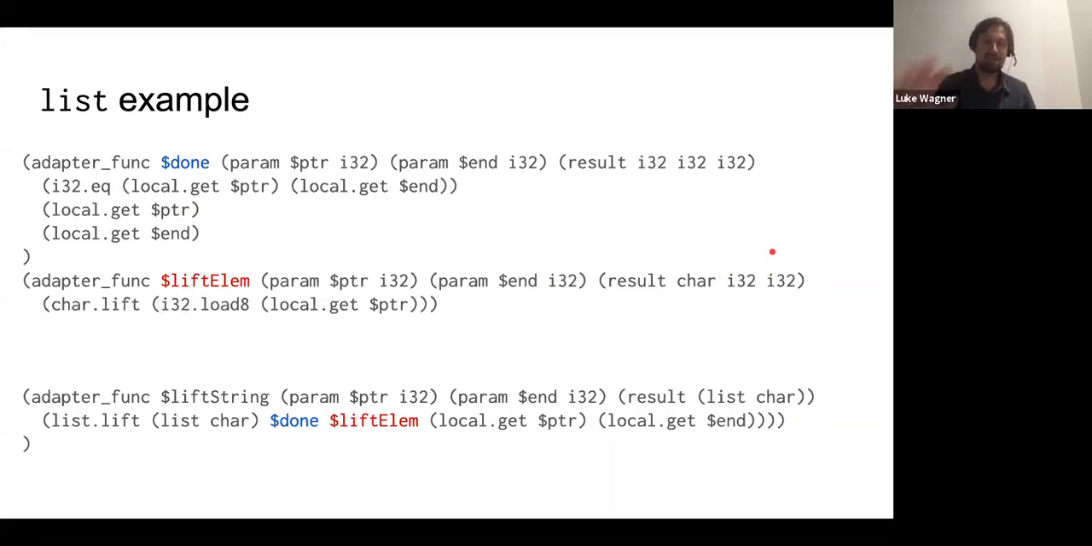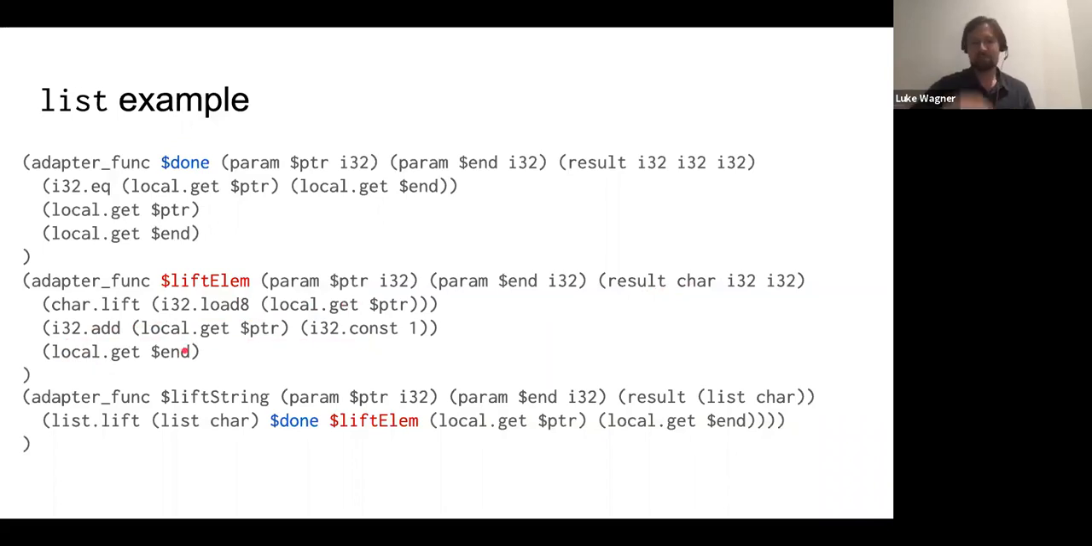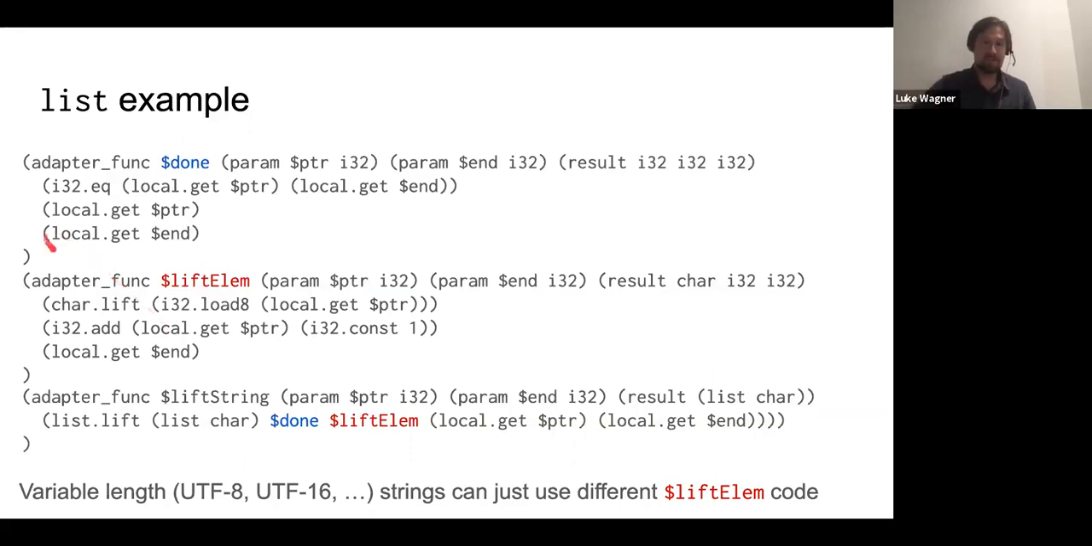To make the char work, let's assume we're Latin 1 again for simplicity, but this could be a lot more complicated if it was UTF-8. I'm just going to load the byte from the pointer. The pointer to be passed in the next round is the pointer plus 1, and then I propagate the end, so it's effectively a constant for the whole loop. That's how I would lift a Latin 1 string. But notice that I could have stuck any other, more complicated code right here to lift UTF-8, UTF-16, or all the other fun things. So again, I can lift fairly arbitrary strings.